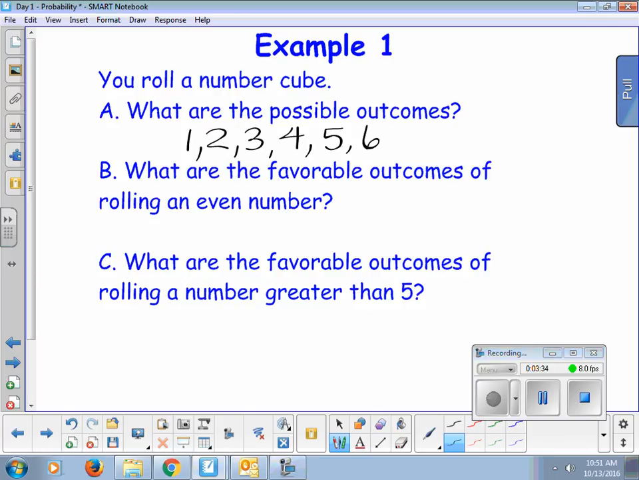What are the favorable outcomes of rolling an even number? So if you wanted to roll an even number, which ones would you want to land on? 2, 4, and 6. And what are the favorable outcomes of rolling a number greater than 5? 6. 6 is the only number on the number cube that is greater than 5.